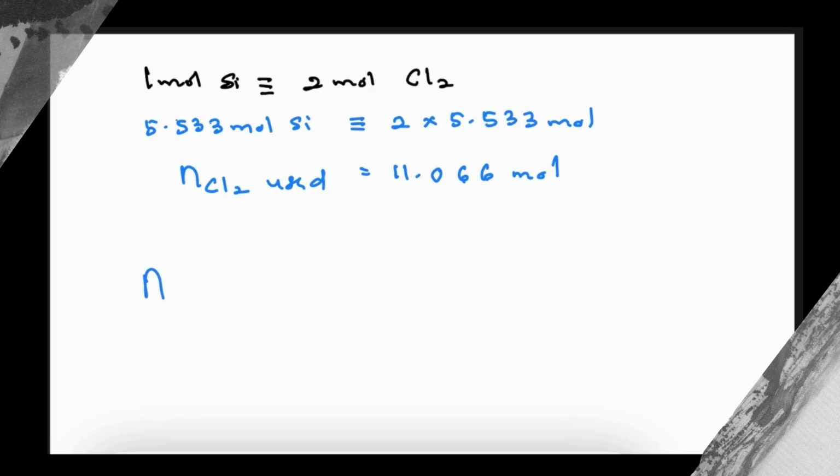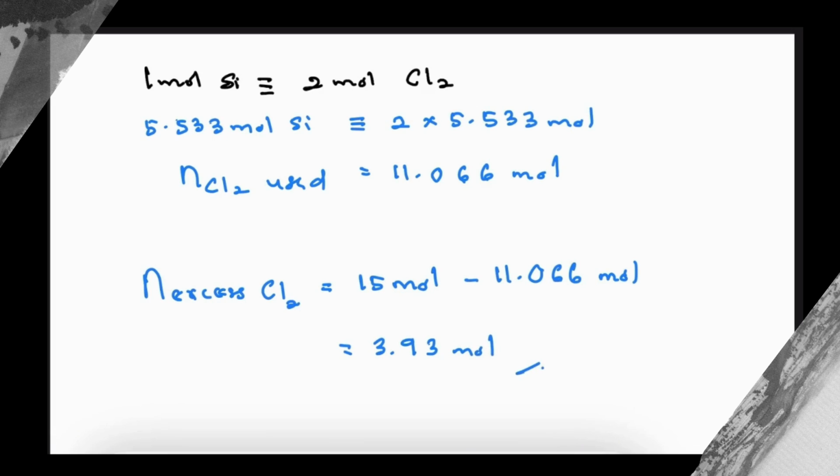So mole excess chlorine can be obtained. 15 mole is the mole available minus 11.066 mole, so that you can get 3.93 mole. So this is the number of mole excess chlorine.